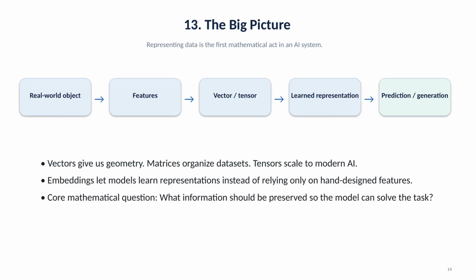Everything in an AI system starts with representation. We turn a real-world object into features, then into vectors or tensors, learn richer internal representations, and finally predict or generate. Vectors give us geometry, matrices organize datasets, and tensors scale to modern models. Embeddings let models discover useful features automatically, so the core mathematical question is which information must be preserved for the task. So, that was just a high-level introduction to how we represent data. Each of these concepts requires deeper study and applications.